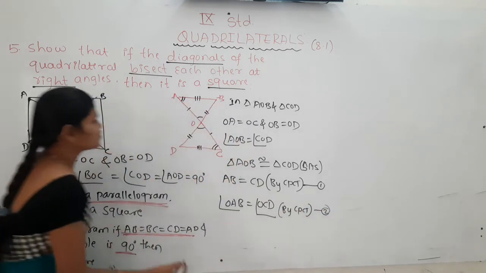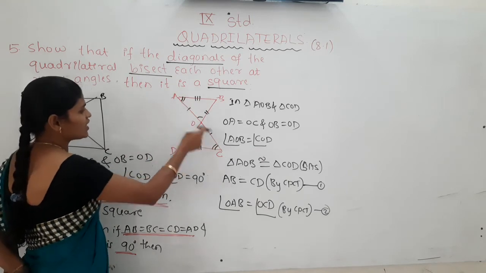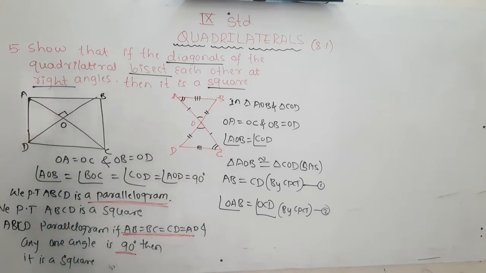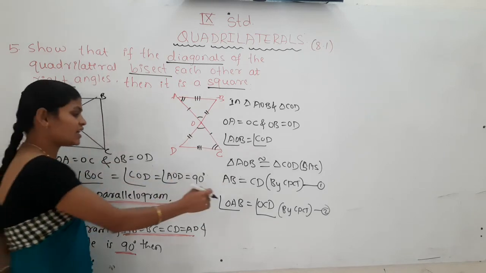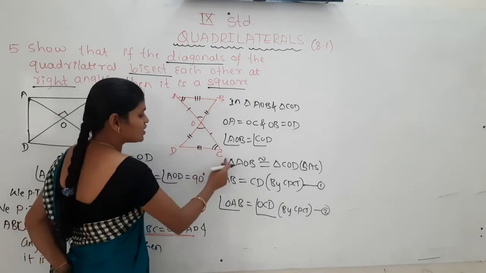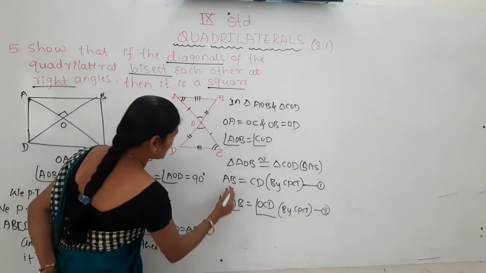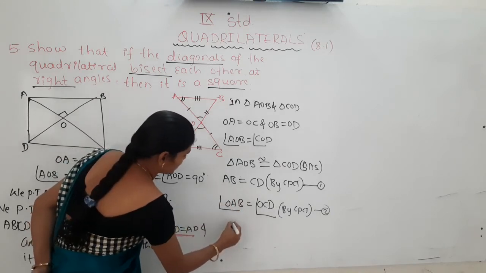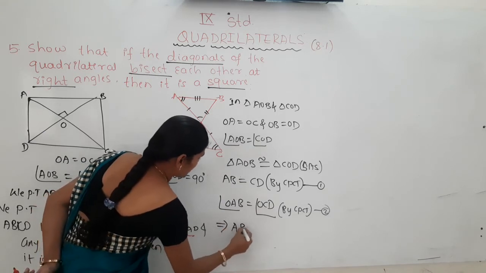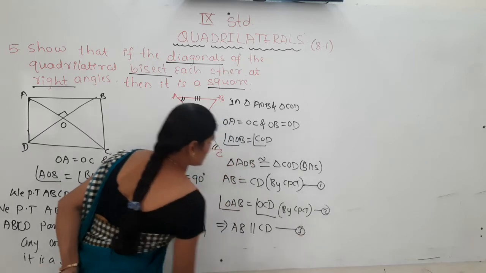Just observe here. Are these two alternate interior angles? Angle A as well as angle C are alternate interior angles. If alternate interior angles are equal, then the respective lines are parallel to each other. Yes or no? So this shows AB is parallel to CD. This is equation 3.